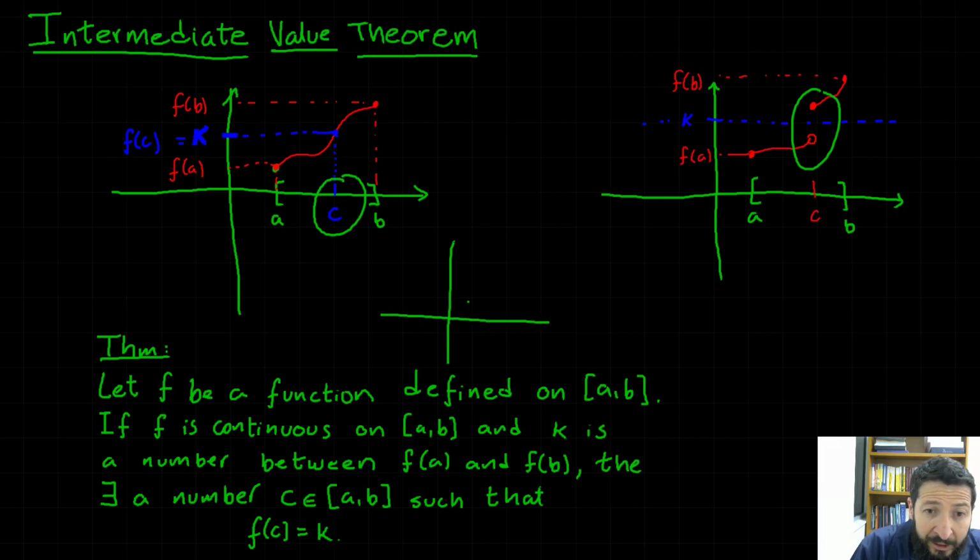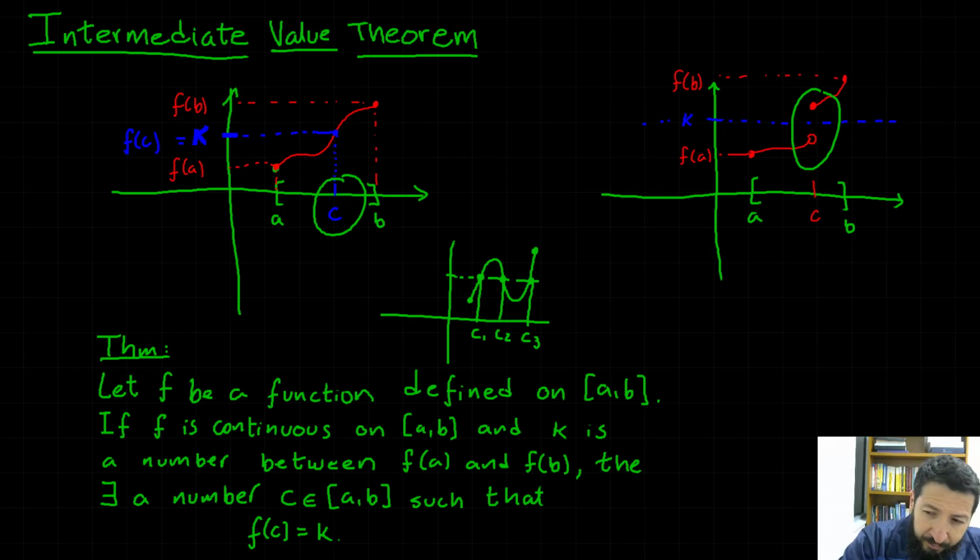No, absolutely not. So you could have the function do one of these things, and then k could be somewhere here, and you can have more than one value. So this could be one of the c's, this could be another one, and this could be another one. So I guess c1, c2, c3. The theorem only guarantees that there exists at least one. There could be more, of course. It doesn't mean that it's just going to be one.